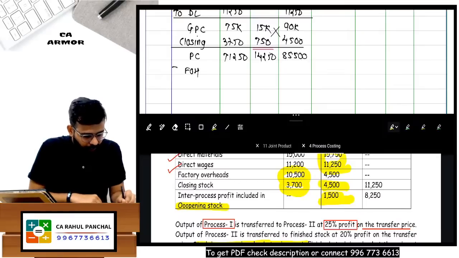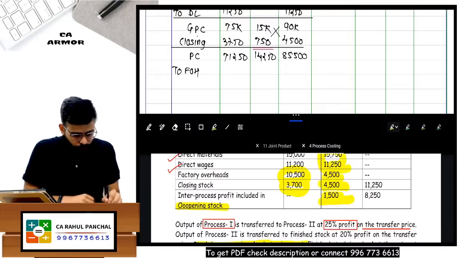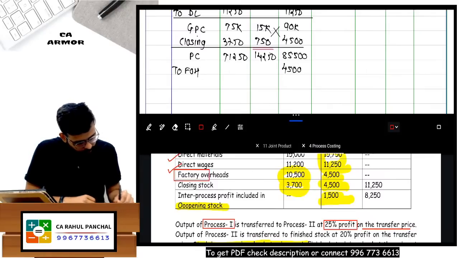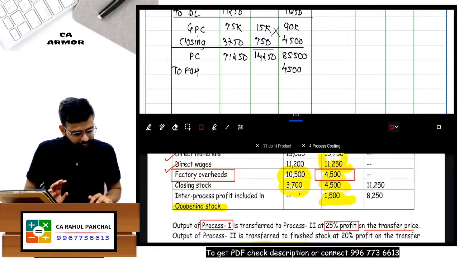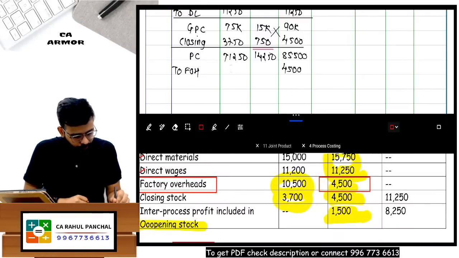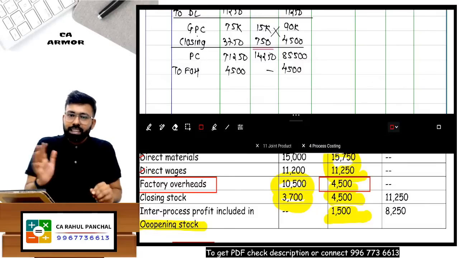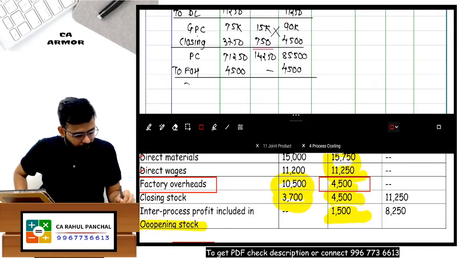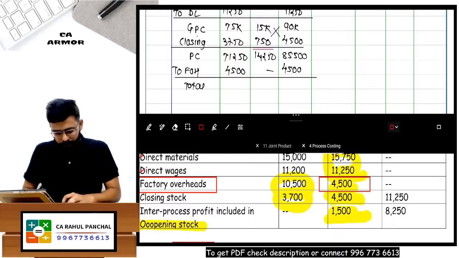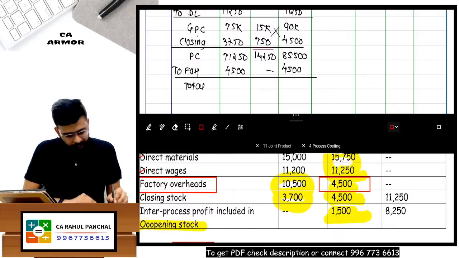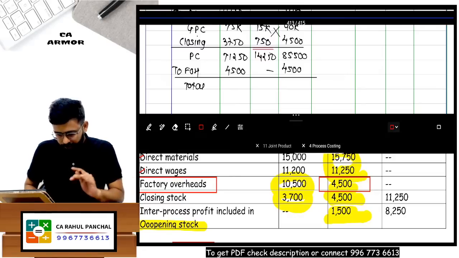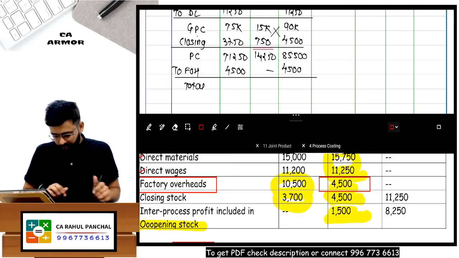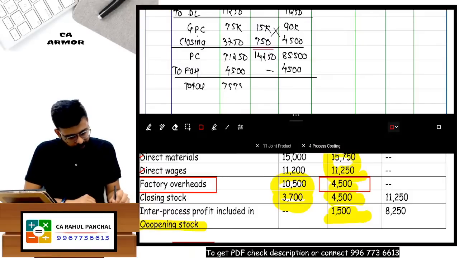Now you will have to add factory overhead. What is the value? 4,500. See, the factory overhead value is 4,500. Just write it down. In the total column, it doesn't have any profit included. So add this, you will get total cost. 71,250 plus 4,500, you will get 75,750, then 14,250 and 90,000.